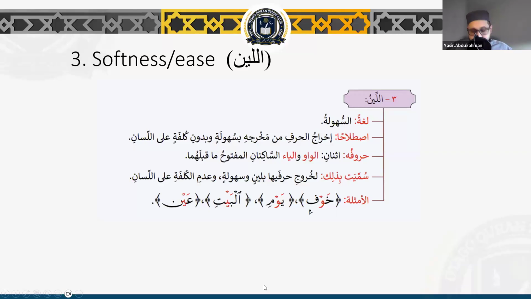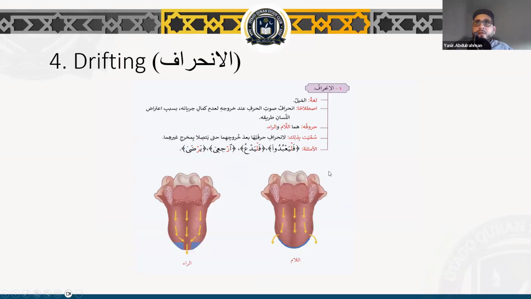The next characteristic is what we call al-inhiraf, which is the drifting. Al-inhiraf, linguistically, is drifting the sound of the letter due to its incomplete flow caused by the tongue blocking its path. And this is unique only for 2 letters, the lam and the ra. These 2 letters are also in-between letters because of a very similar reason, because the sound is not getting blocked completely, yet the sound is flowing, but partially flowing. So in the case of the ra, the sound flows normally until it gets to the tip of the tongue and it gets narrowed and pushed only through that small opening.